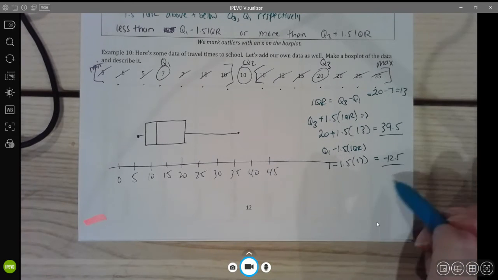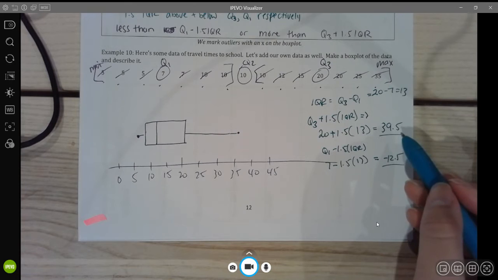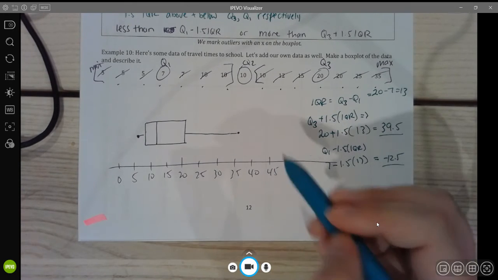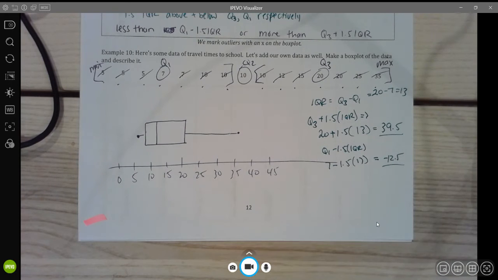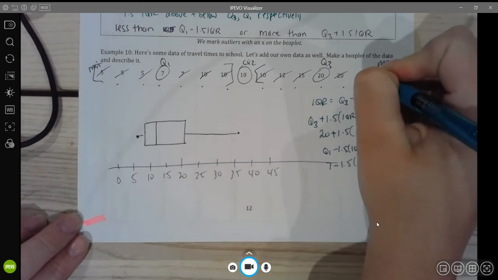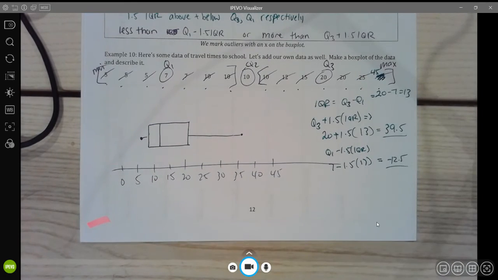Well, we definitely don't have any less than that. We're not going to have anything in the negatives. We don't have anything that's above 39.5 either. So in this example, this is the proper box and whisker plot. There are no outliers. What I want us to do is, for the purposes of this, let's change this last one to 45. Let's say it takes someone 45 minutes to drive to school.